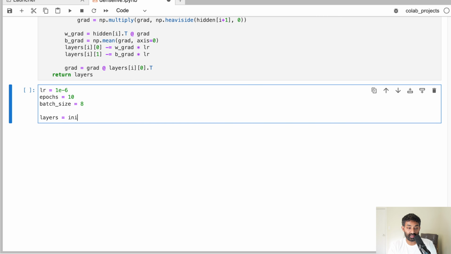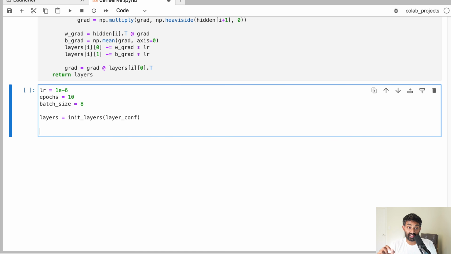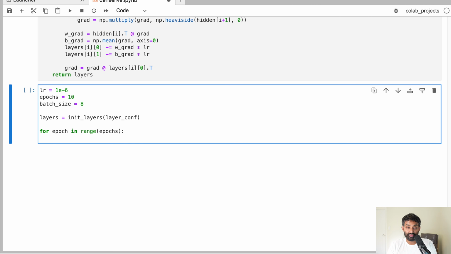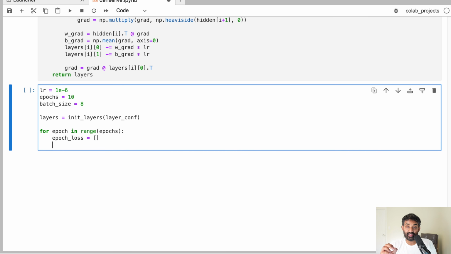And we'll go ahead and initialize our layers again. It's nice to initialize them in the same Jupyter cell that you actually write your training loop, so you reinitialize your weights every time. So we'll loop for however many times we have epochs. We'll define an epoch loss, which is just going to be the average loss across the whole epoch.